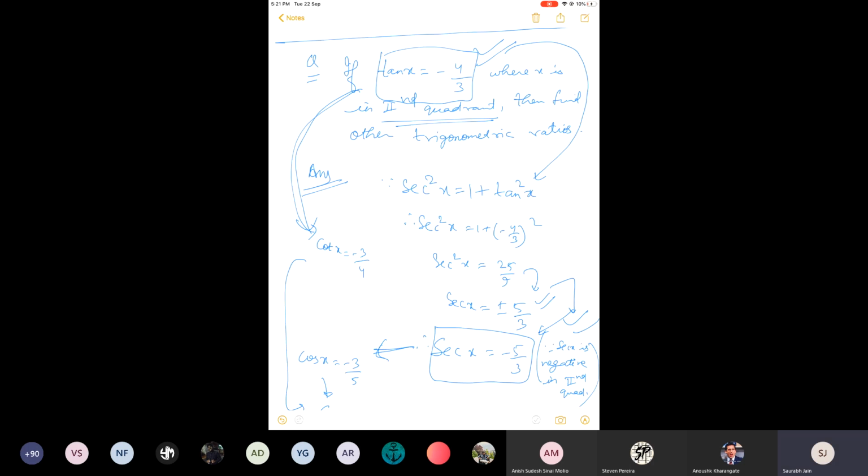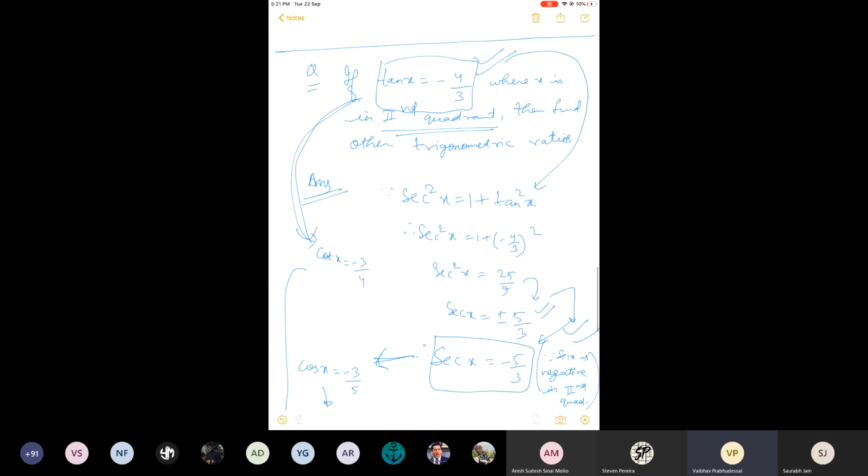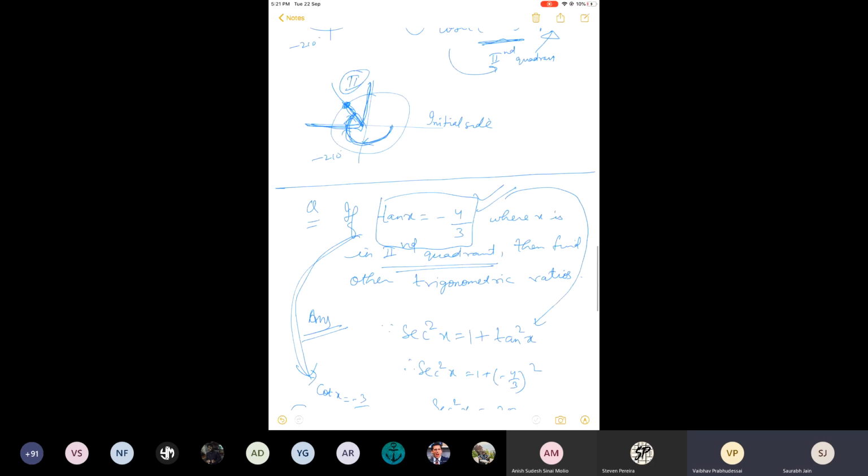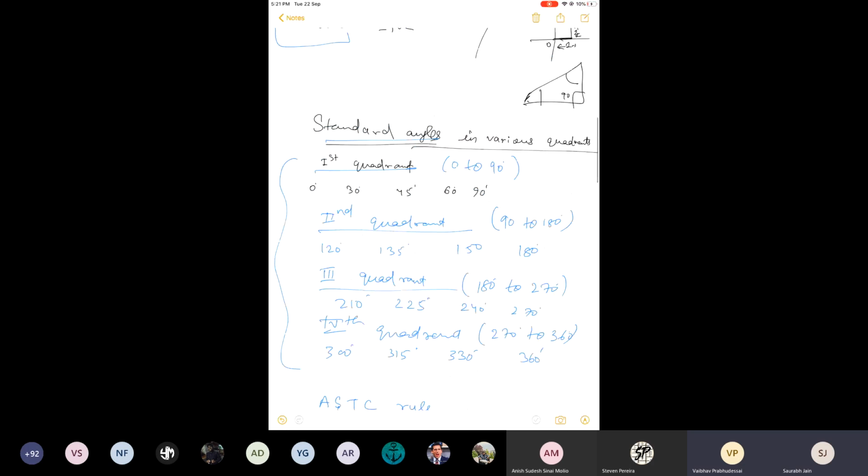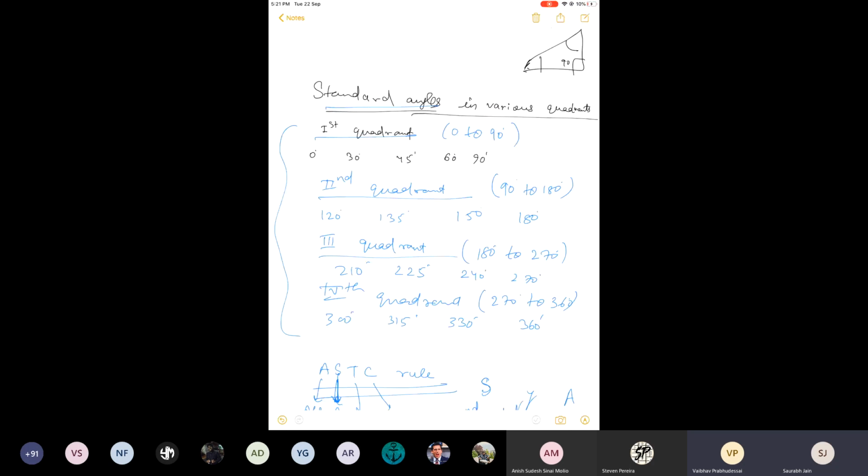Excuse me, sir. Yes. Could you please scroll up to standard angles in various quadrants? I'll just take a screenshot. I just missed that little part. Here it is. Done, sir. Thank you.